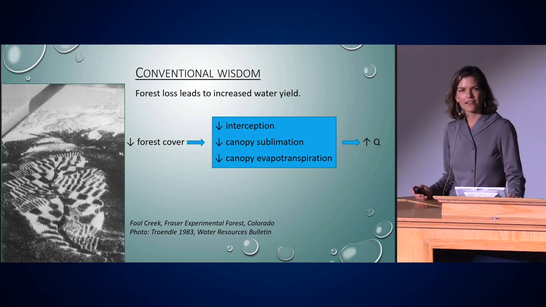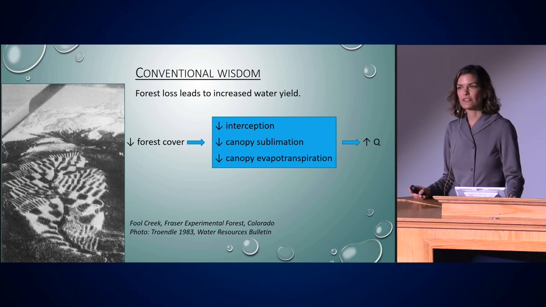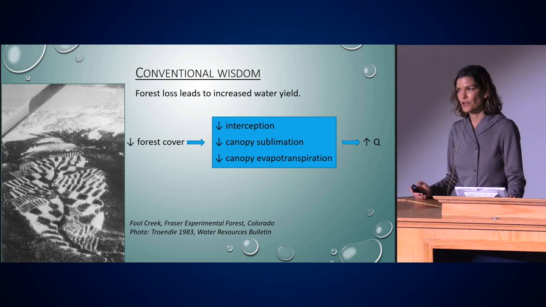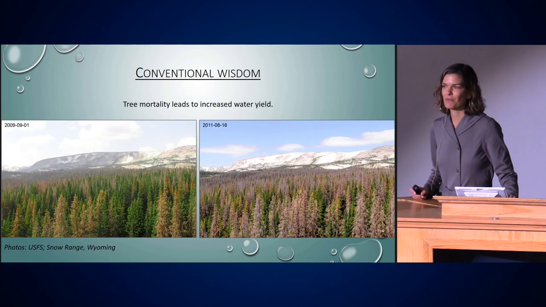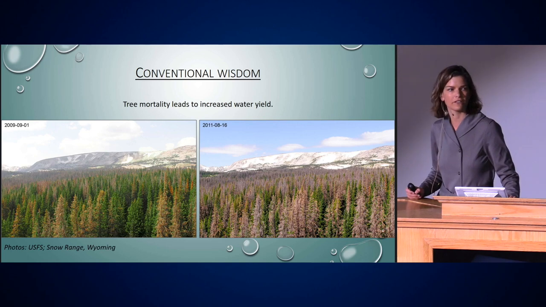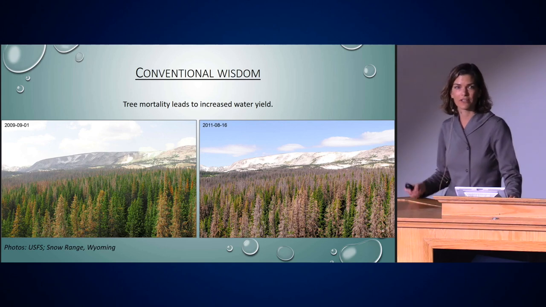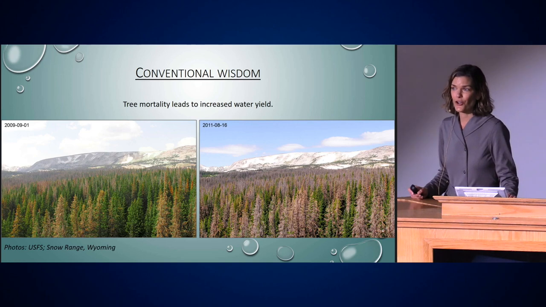So when you remove the forest cover, the trees are no longer intercepting precipitation, so there's no canopy sublimation of snow, no evaporation from the canopy, and then no transpiration. This paradigm led to the expectation that when trees started dying across a really broad scale across the West over the last 15 or so years, that we would get increases in water yield. It was sort of projected to be the silver lining to all this mortality. Beginning about 5 years ago, papers started to be published that showed this was not always the case.